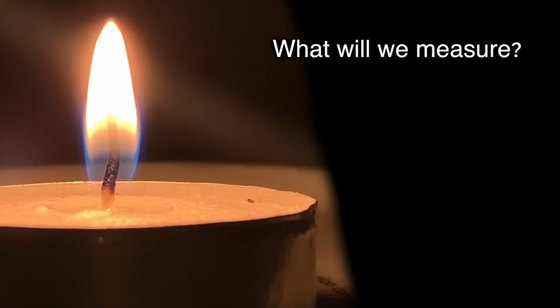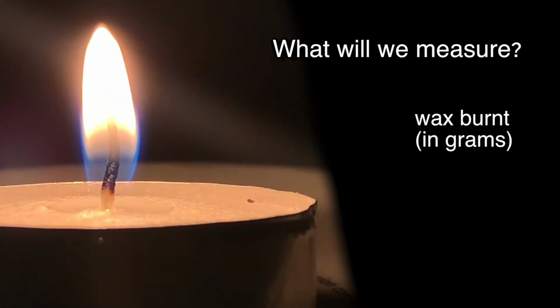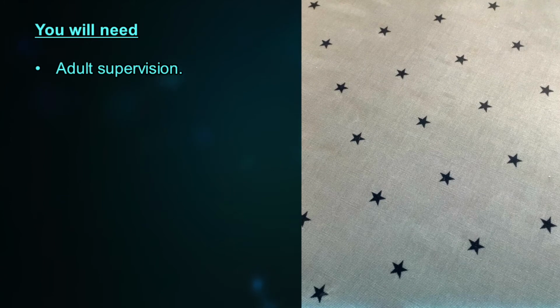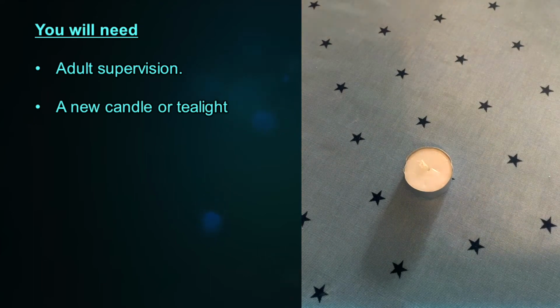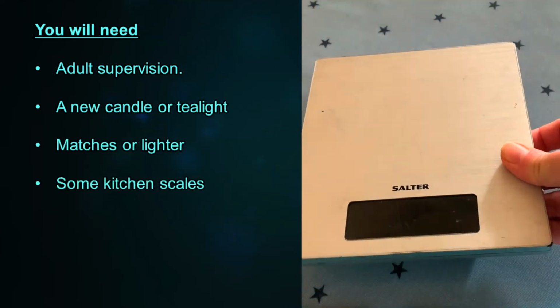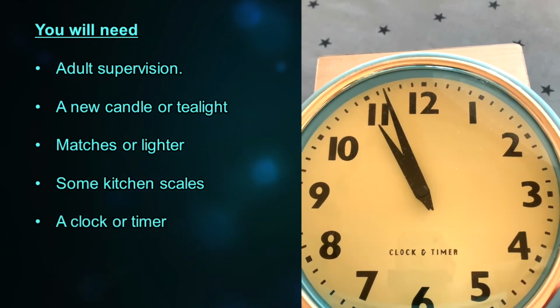To find the total power of a candle, we need to measure the mass of wax burnt and the time it takes to burn. You will need adult supervision as there's fire involved. Candles are hot and shouldn't be left unattended. You will need a new candle or tea light and something to light it with, some kitchen scales, a clock or timer, and something to write down your results.